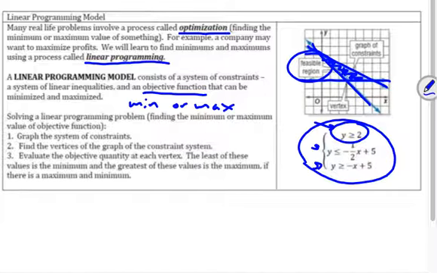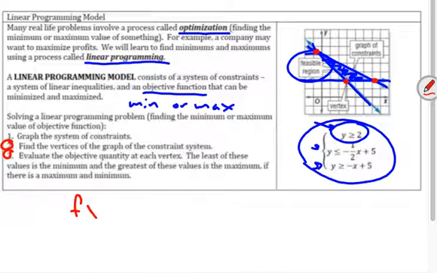Your feasible region is all your different solutions, but what they found with linear programming is your minimums and maximums occur at the vertices. So once we graph this and find our feasible region, we're actually looking for the vertices. It says right here, find the vertices of the graph of the constraint system, evaluate the objective quantity at each vertex. Basically, you're going to plug your vertices into the minimum maximum function.